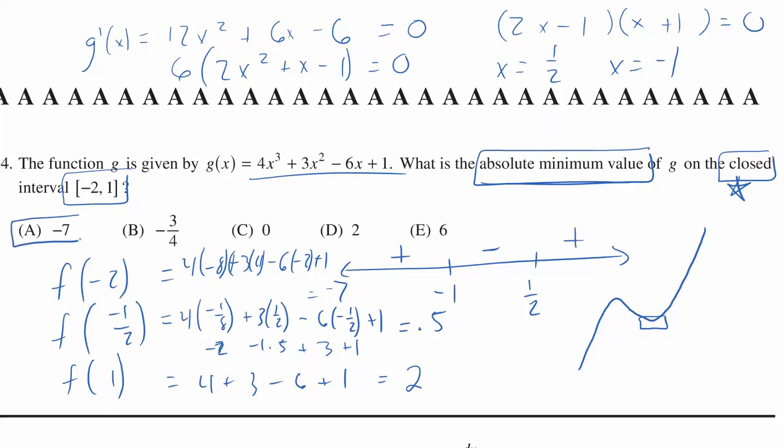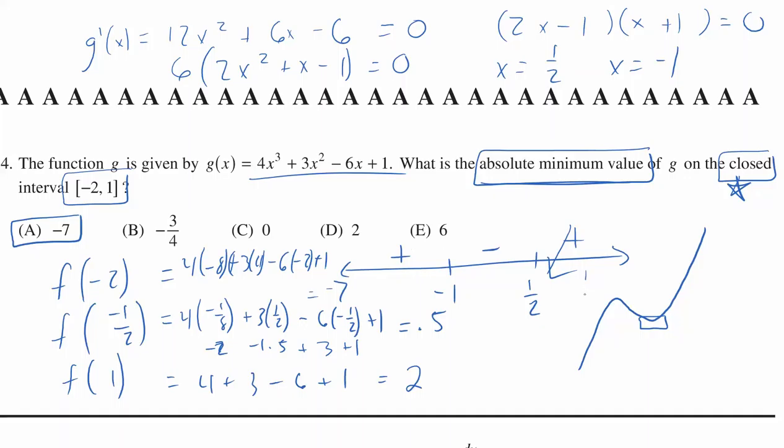So what is the minimum value on the closed interval? That's actually going to be -7. I do like that you couldn't get this wrong if you'd answered with just your x value, local min of 1/2. That's good. We didn't trick you there.